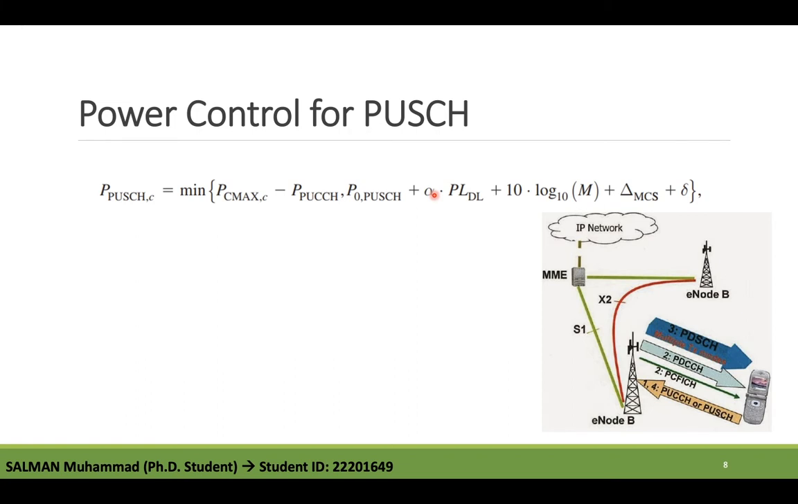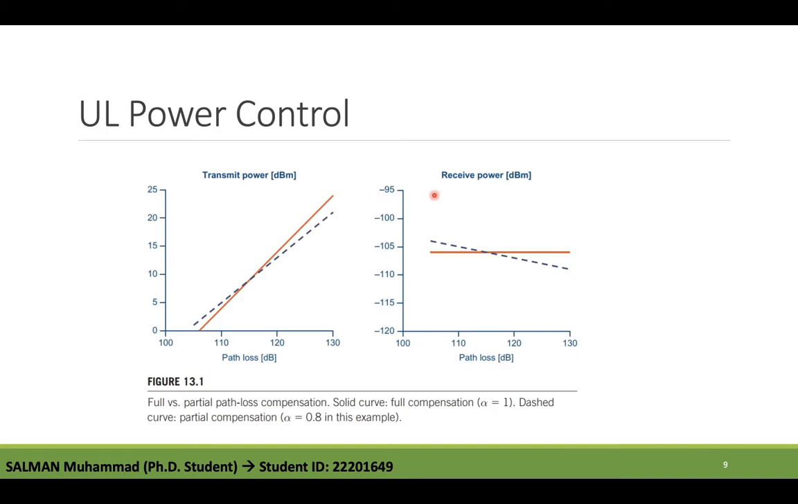In that case, the received power and thus the received SINR per resource block will vary with the path loss, and consequently, the scheduled modulation and coding scheme should vary accordingly. The alpha variation is shown in these two figures. You can see this one is the transmit power and here it is the received power.